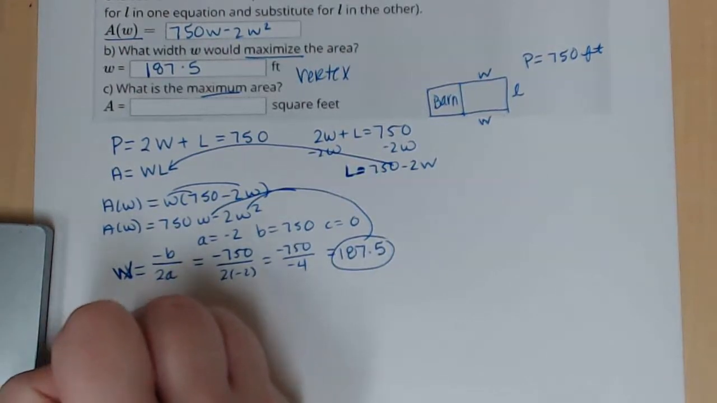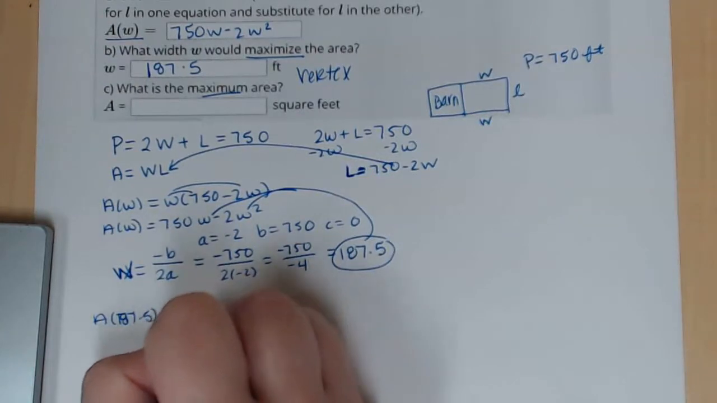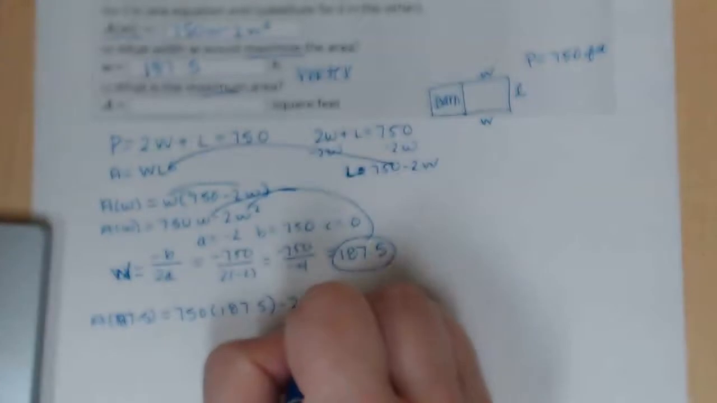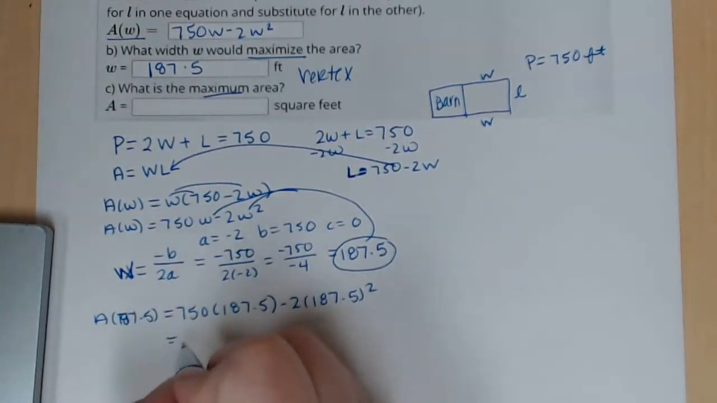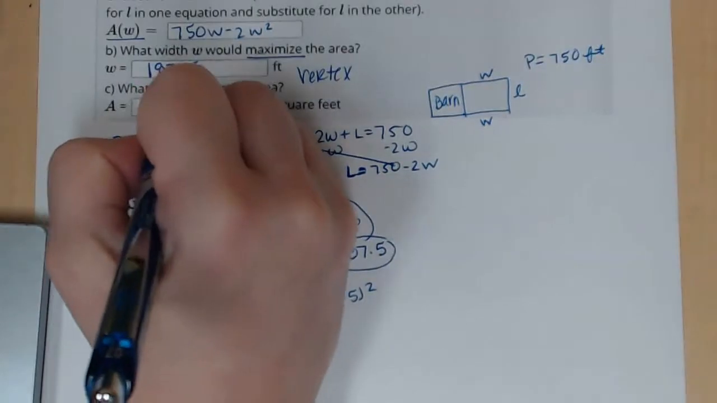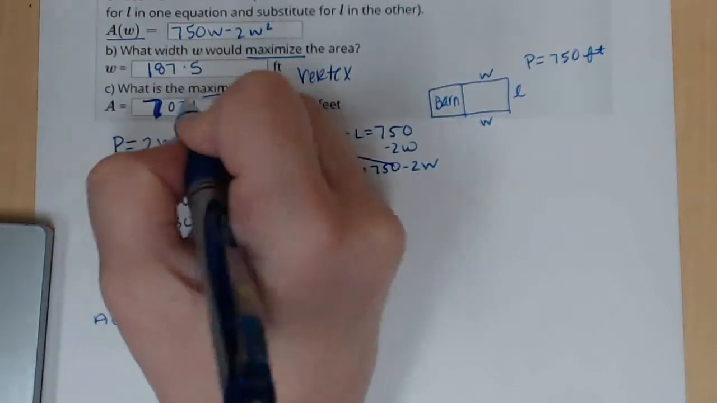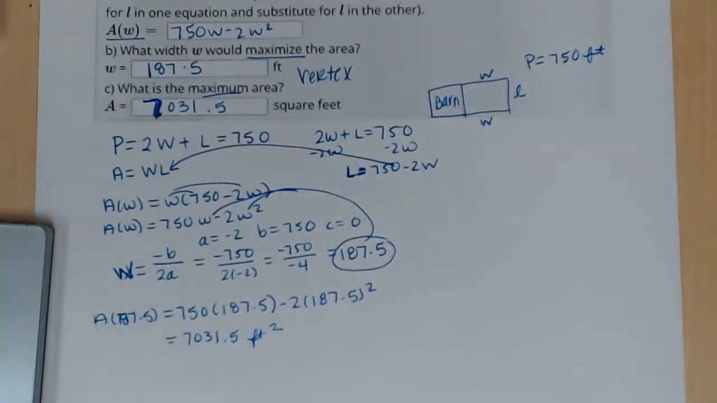So I'm going to say A of 187.5 is equal to 750 times 187.5 minus 2 times 187.5 squared. Use your calculator, and that gives you 7,031.5 feet squared. So it would be 7,031.5. So again, mathematically, you're just finding the vertex.